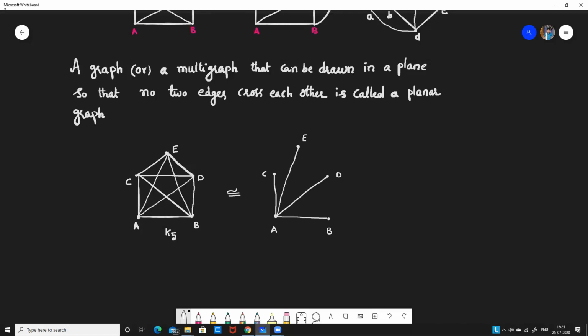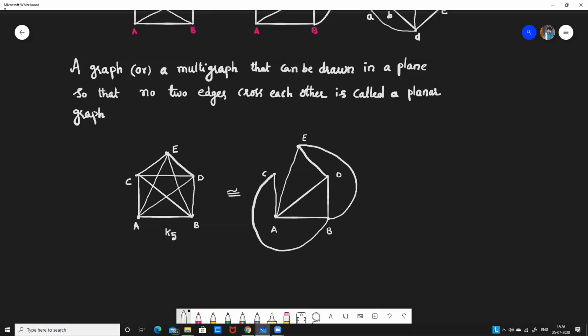Next, when I start from B, obviously if I join B to C, it is a crossing edge, right? Therefore I can join B to C like this. Similarly, I can join B to D. I can also join B to E. So far it is still a planar graph only. So with respect to B, 4 edges completed. Now with respect to D, D to E is already over, D to B is already over.